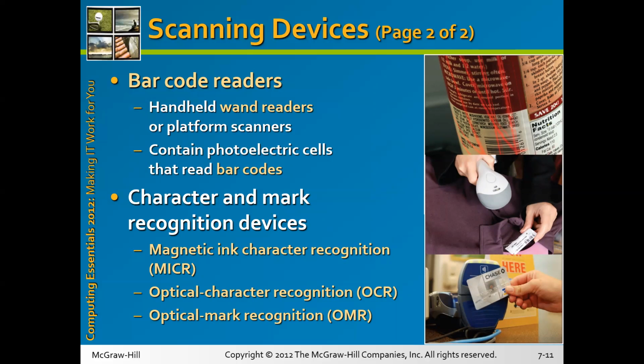Optical character recognition, or OCR: specially pre-printed characters are read by OCR devices such as wand scanners. Optical mark recognition, OMR, may also be called mark sensing. Devices sense the presence or absence of marks, common for test scoring.